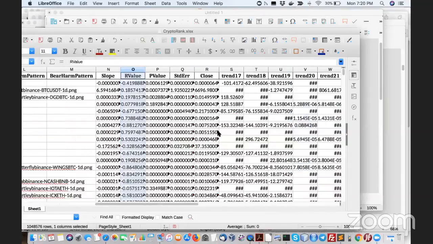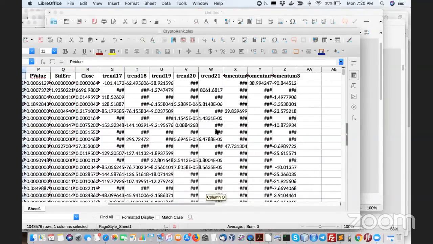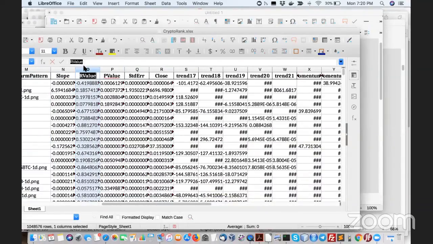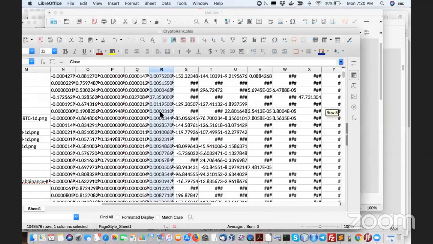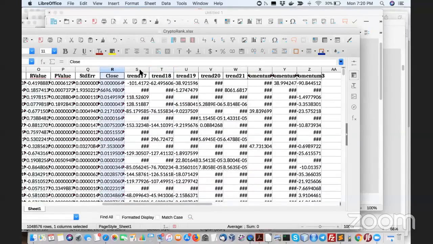Some people may use it, I don't know. Okay, so we have our slope, R value, P value, and then the standard error. Then this is the standard closing price, the last closing price from the bar last downloaded from the exchange, Binance.